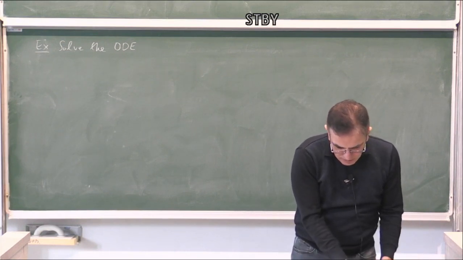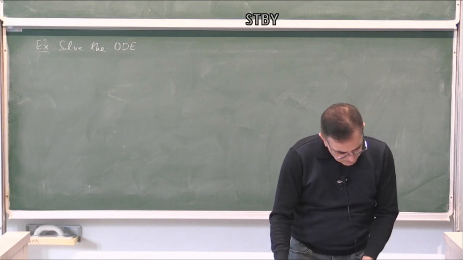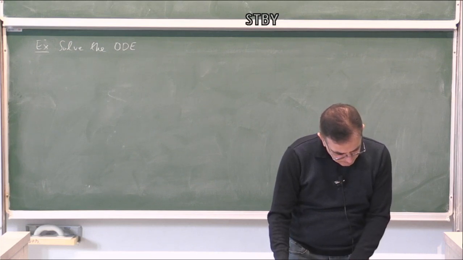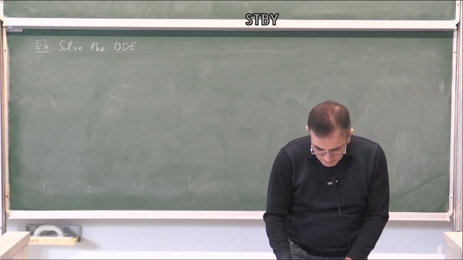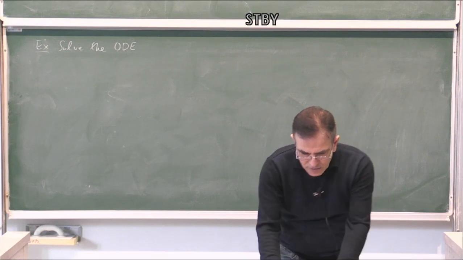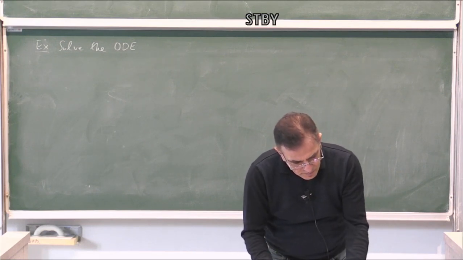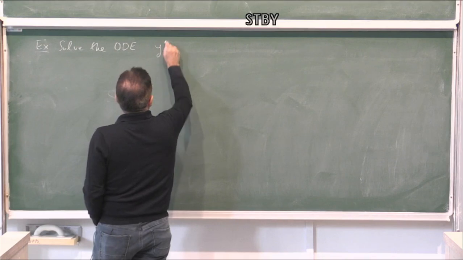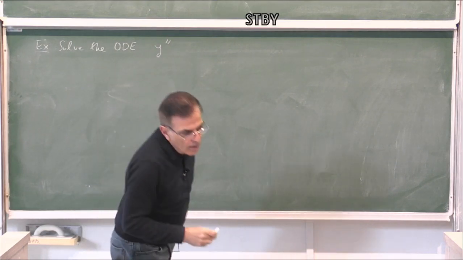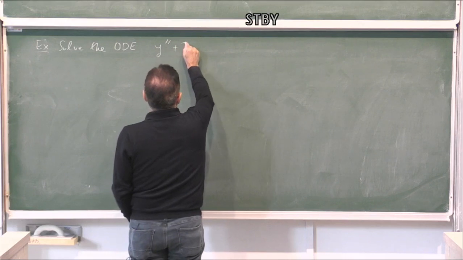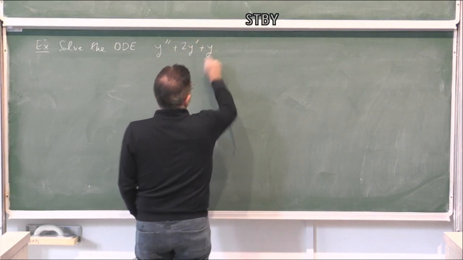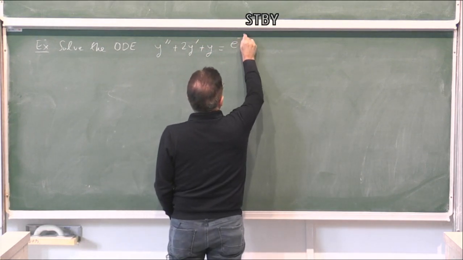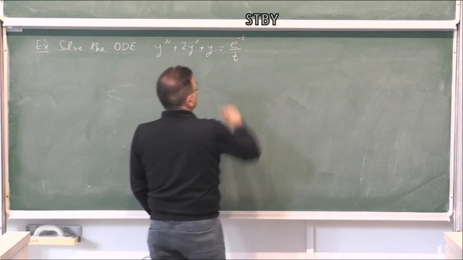Let's find a good example. Here is an example. y double prime plus 2y prime plus y is e to power minus t over t.